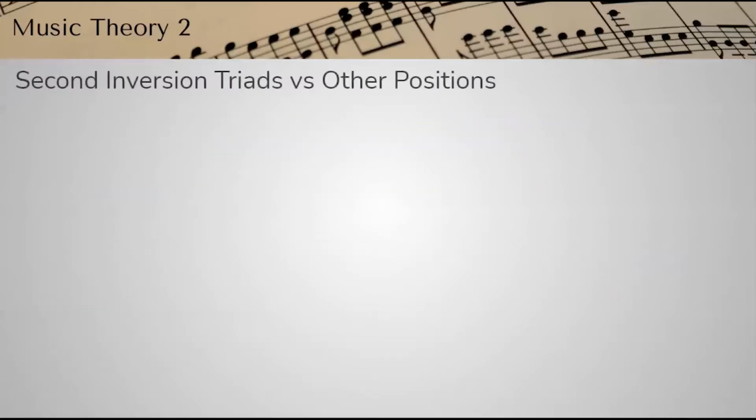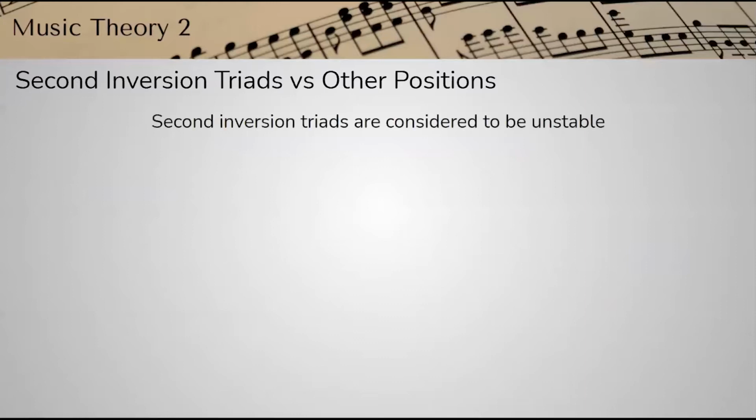Okay. So the thing about second inversion triads is that they are considered to be unstable. And there's a lot of reasons for it. One reason is that it has a sixth and a fourth in it, right? And we're used to triads having a third and a fifth. So they sound unusual because they don't fit into that normal plan of triads, having a third and a fifth. Plus, that interval between the bass and the next note up is a fourth.